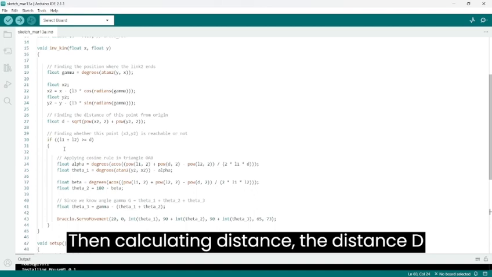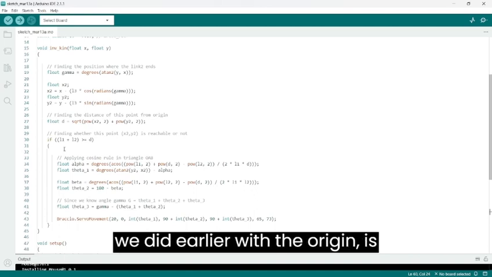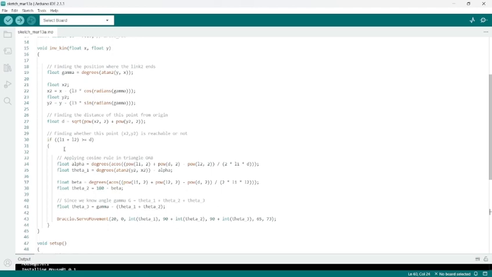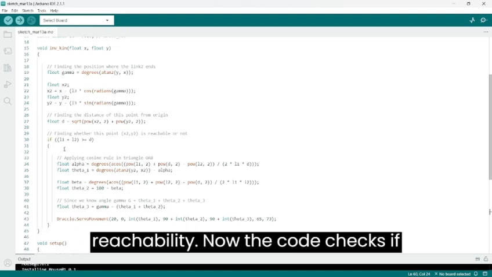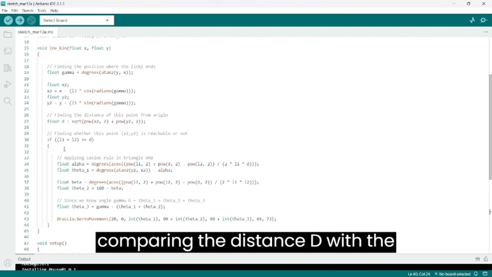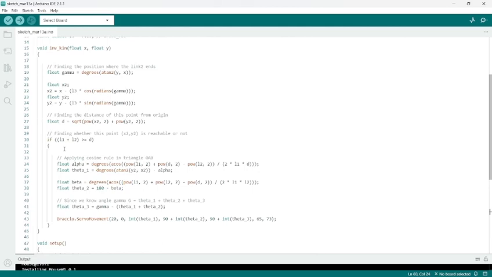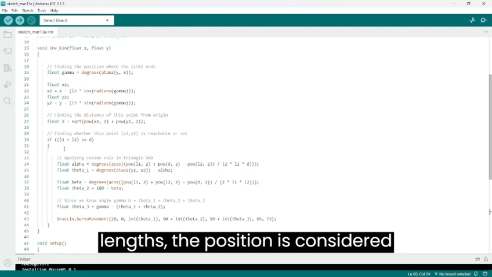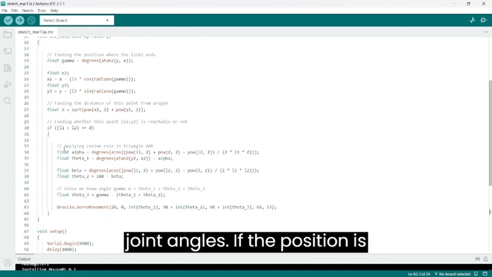Then calculating distance. The distance d from the adjusted point x2, y2, which we did earlier, to the origin is calculated using the Pythagorean theorem. Now the next thing is checking reachability. Now the code checks if the desired position is reachable by comparing the distance d with the combined lengths of the first and the second links, that is L1 plus L2. If the distance is less than or equal to the sum of the lengths of the first two links, the position is considered reachable.